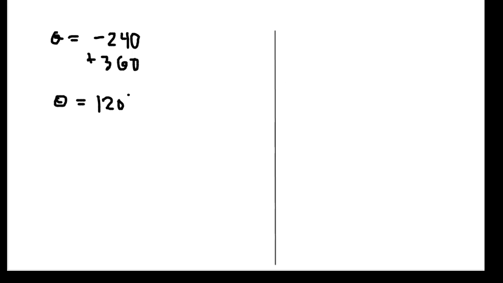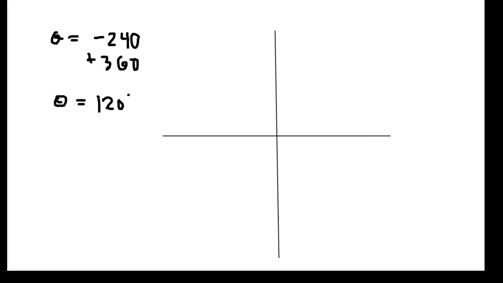Okay. Next, if we have theta equals negative 240 degrees. So again, we're just going to add 360 if it's negative. So the answer here is 120 degrees. So we need to find 120 degrees and its reference angle.